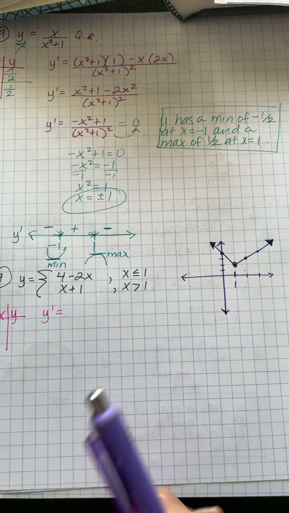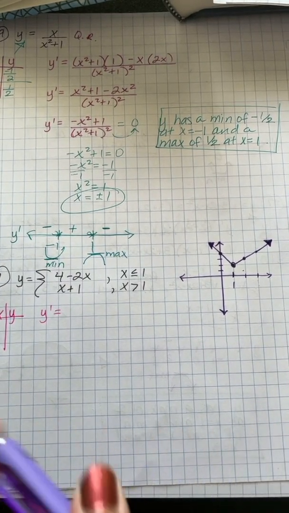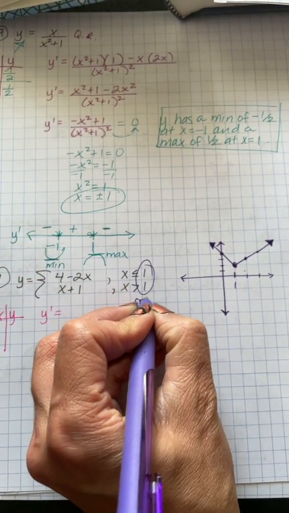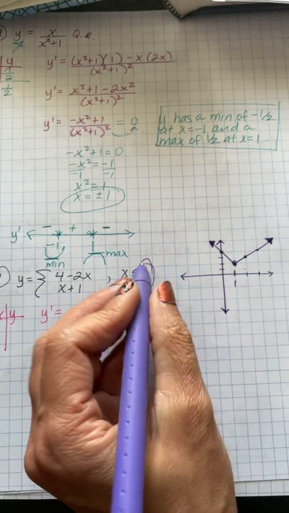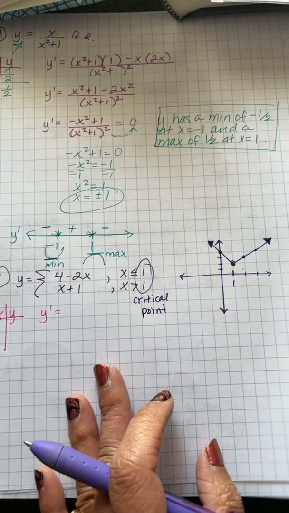Obviously, we have a corner there, so we know its derivative won't exist at x equals 1. Okay, and that is actually a critical point, which we know that where a derivative does not exist could be a max or a min, and we could tell that that is a minimum there.